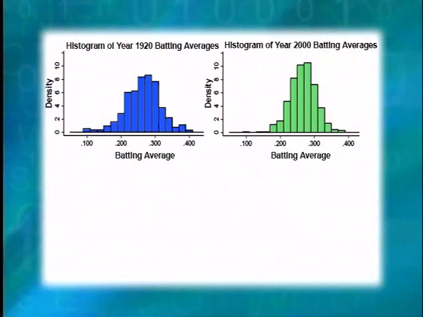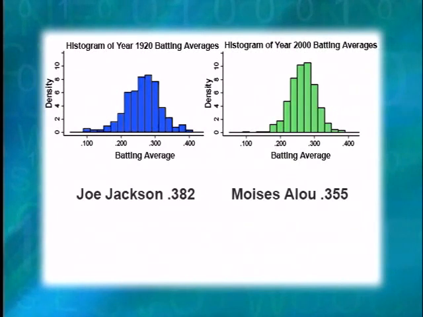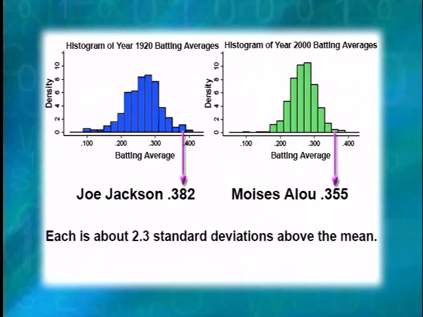So if we want to compare the performance of a batter from 1920 to a batter from the year 2000, we can compare these two by looking at the histograms of the 1920 batting averages and the histogram of the year 2000 batting averages and putting them next to each other in this way. And look at these 2 players. Joe Jackson from the year 1920 had a batting average of 382. Moises Alou had a batting average of 355 in the year 2000. But remember, the standard deviation in the year 1920 was 50, whereas the standard deviation in the year 2000 was only 38. So both of these values represent a player who was 2.3 standard deviations above the mean.